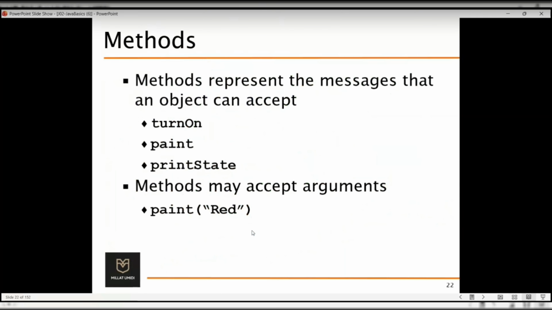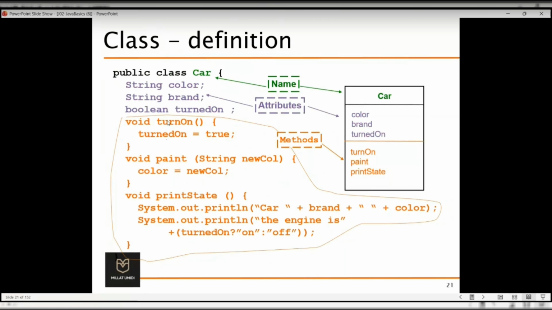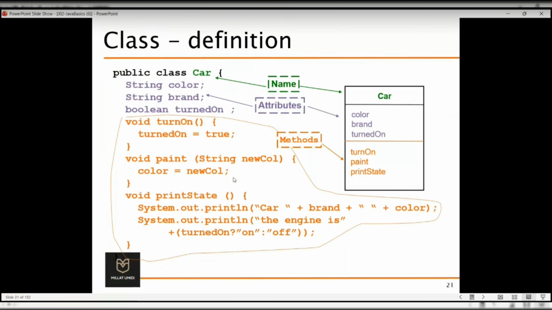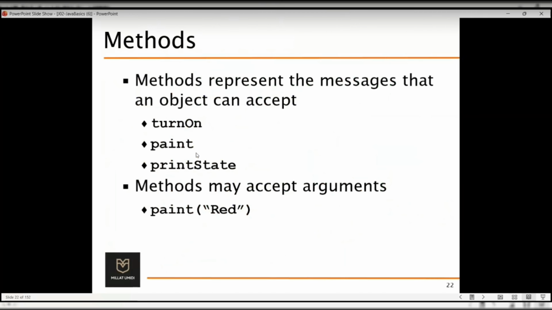And methods. Methods represent the messages that an object can accept. Here, these are the methods, and we had turn on, paint, and print state methods in the example above. And they can accept arguments, like here, we could accept the argument for the new color parameter. And that's just how we call the function.